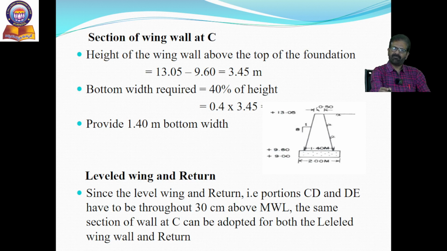Bottom width is 40% of the height, 0.4 into 3.45. It is around 1.39 something. So therefore, provide 1.4 meter as the bottom width. Okay, and the last one is the remaining leveled wing wall and return.